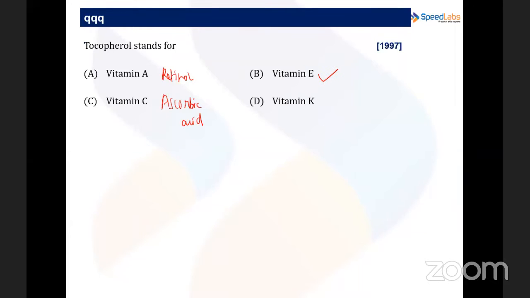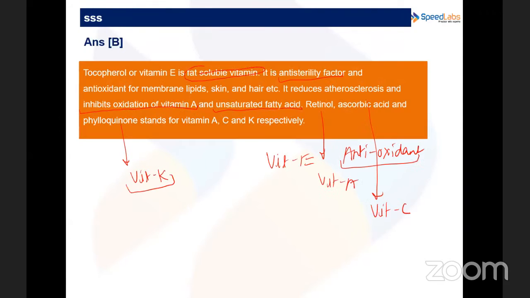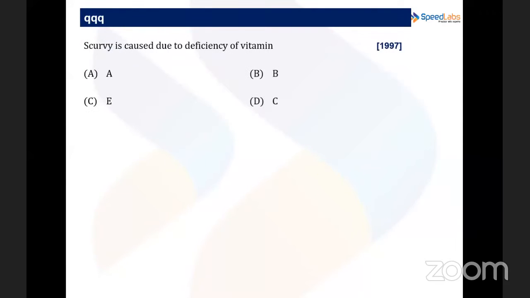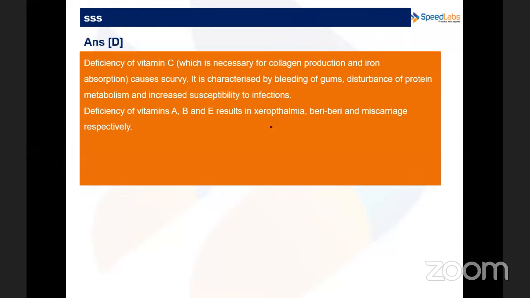Now let's move to the next question of today. Scurvy is caused due to deficiency of vitamin. Option A, option B, option C, E, option D, C. So the answer to this question is option D, vitamin C.